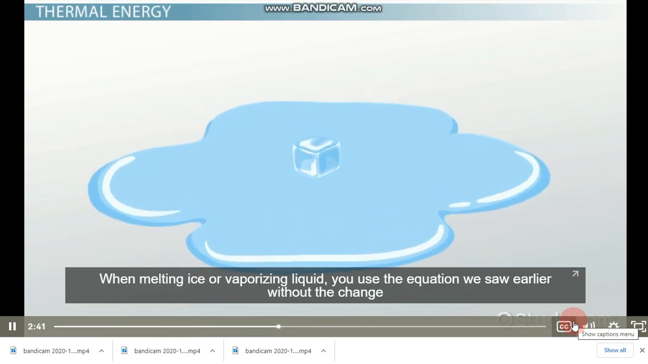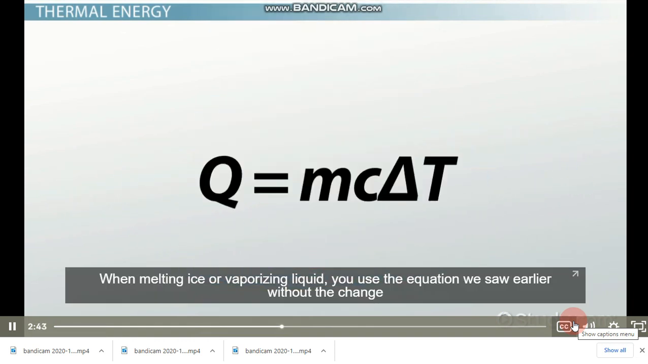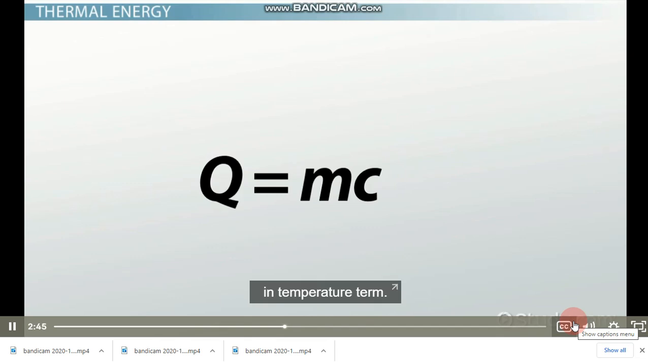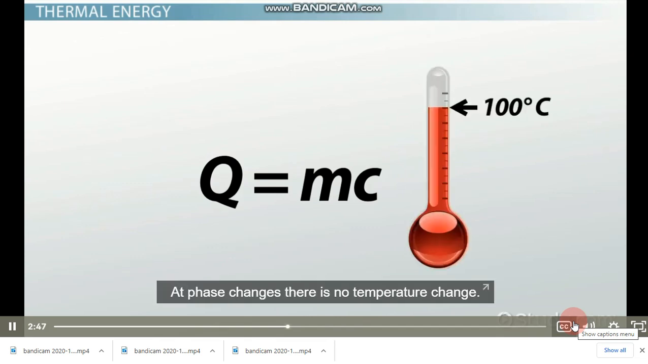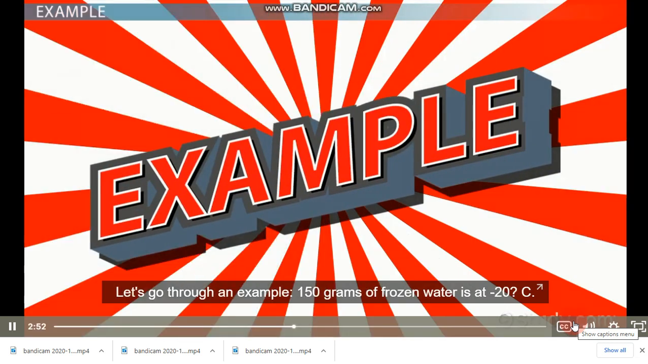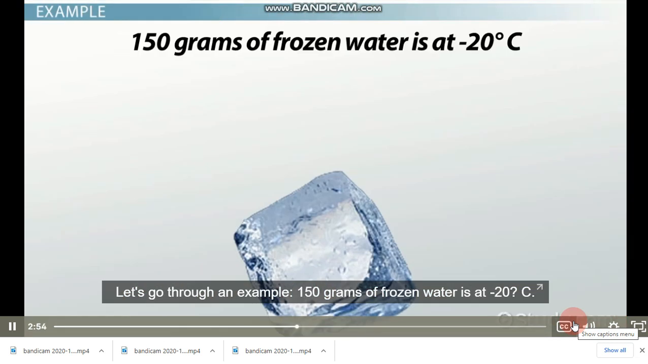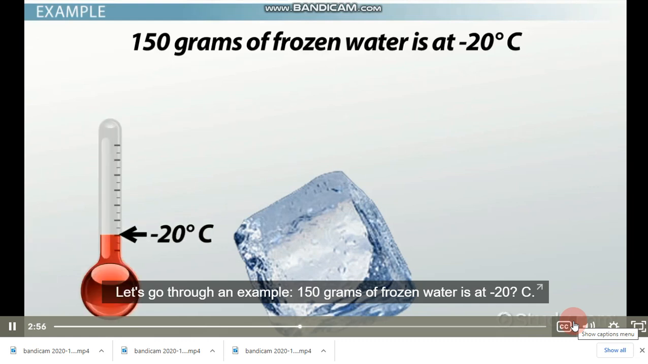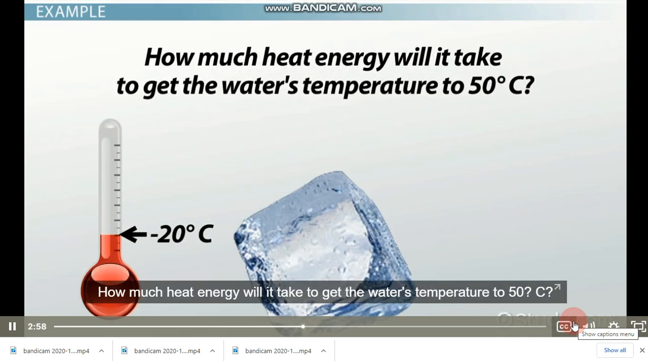When melting ice or vaporizing liquid, you use the equation we saw earlier without the change in temperature term. At phase changes, there is no temperature change. Q equals mc. Let's go through an example. 150 grams of frozen water is at negative 20 degrees Celsius. How much heat energy will it take to get the water's temperature to 50 degrees Celsius?